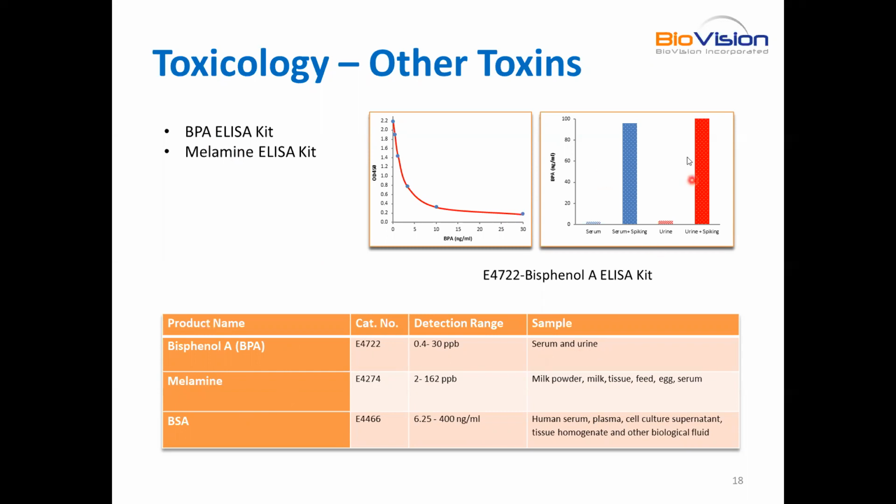So we do offer a kit to detect BPA in different biological samples like serum and urine, and you can see here the data that we have shown is tested on serum samples and urine spiked samples. So this is also one of our good selling kits. And melamine is also present in plastic, and it can also be used for different human samples as well as different food samples. So these all also have a high detection range or low sensitivity. With this, I would like to conclude our ELISA kits for toxicology.